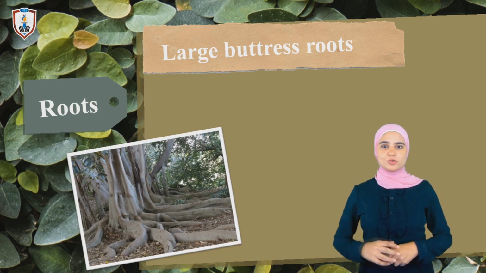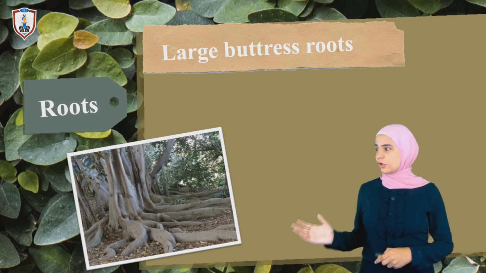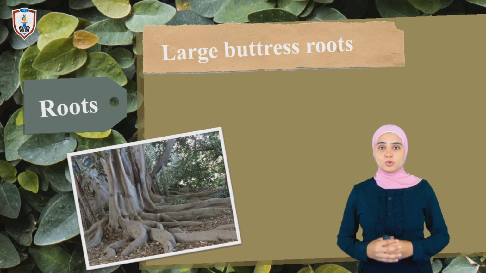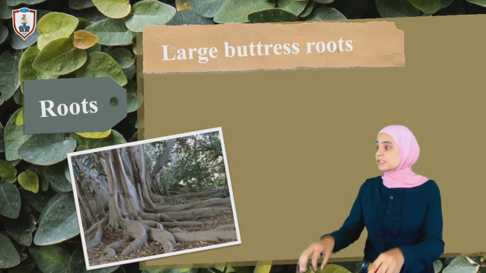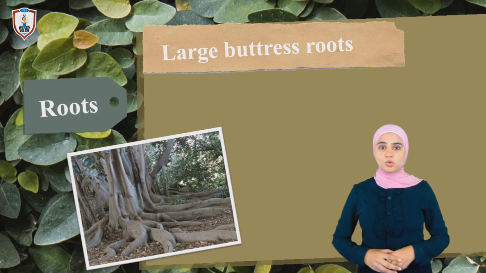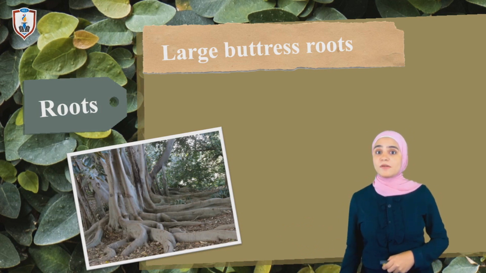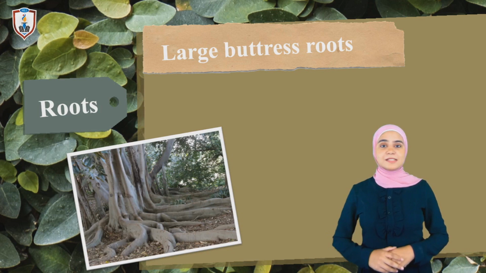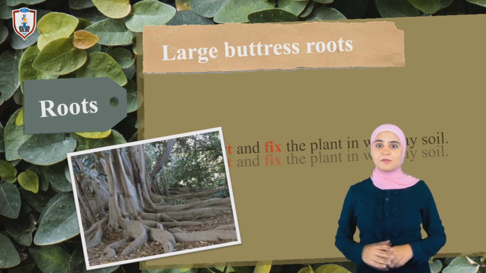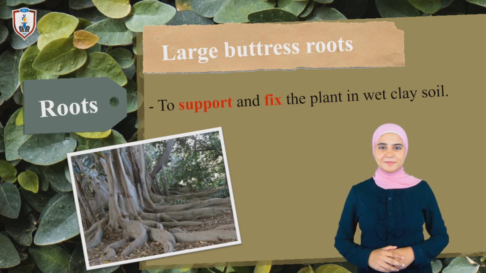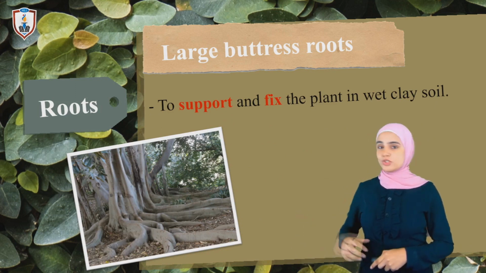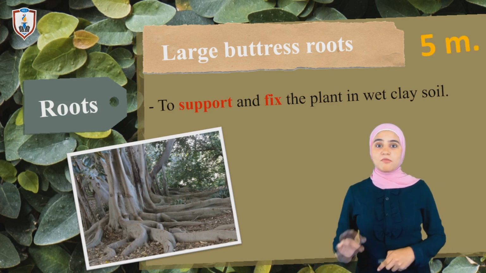These roots are very large. As we see here, these roots are large and wide and they are found on all the sides of the tree. Also, we can find that they are found above the ground. These roots are very important because they can fix the plant and support it in its place. The height of these buttress roots can start from 5 meters.